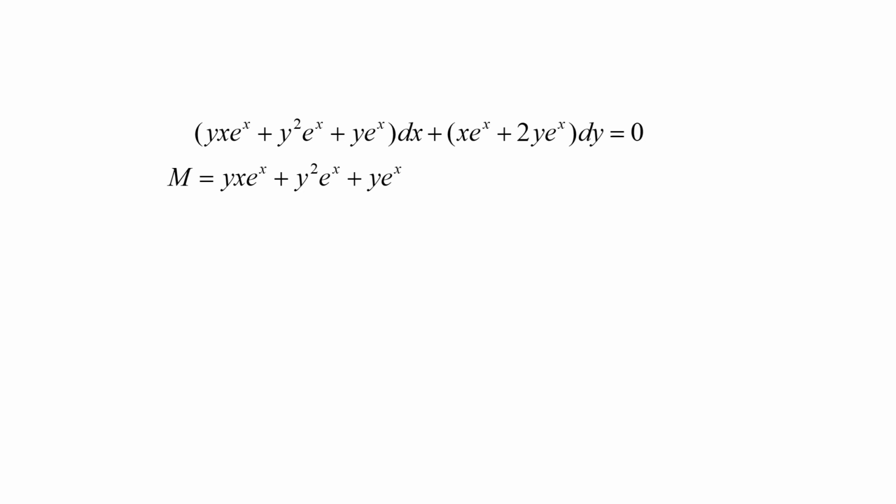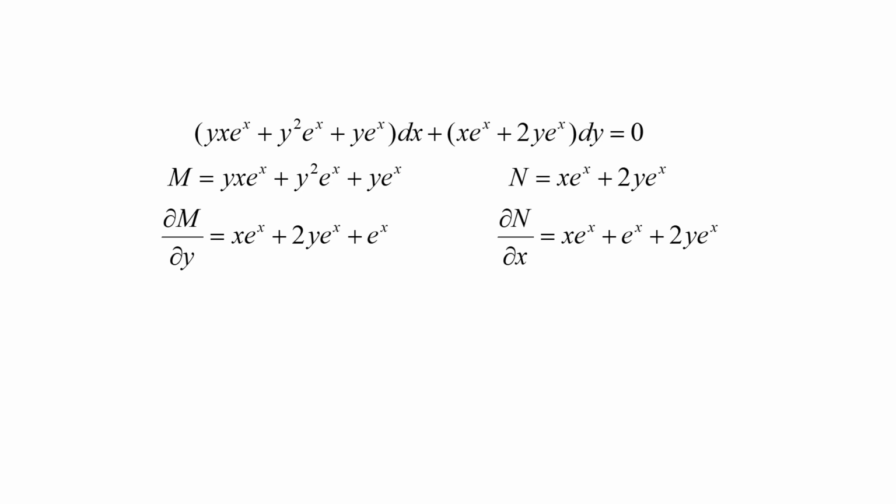If we take the partial derivative with respect to y, that's going to give us x e to the x plus 2y e to the x plus e to the x. And then if we look at our n, x e to the x plus 2y e to the x, we take the partial of that with respect to x, we'll get x e to the x plus e to the x using the product rule on that first term, and then 2y e to the x from the second term. Well, we can see that these two partial derivatives are the same, so our integrating factor has transformed our problem into an exact equation.